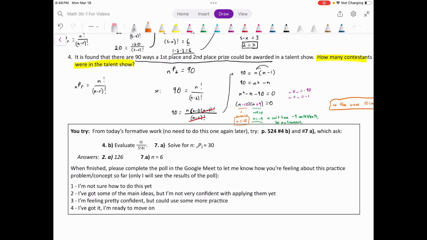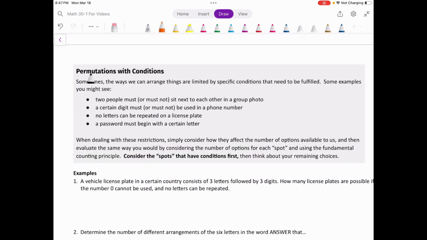Okay. So in our last section of this lesson here, we're going to talk about permutations when it's not as simple as just, okay, you've got this number of things and you want to figure out how many ways there are to arrange R chosen from them, right? In these, sometimes there might be limitations on how we're allowed to arrange them. So sometimes the ways we can arrange things are limited by specific conditions that need to be fulfilled. So some examples you might see, right? I mean, this is not an exhaustive list.